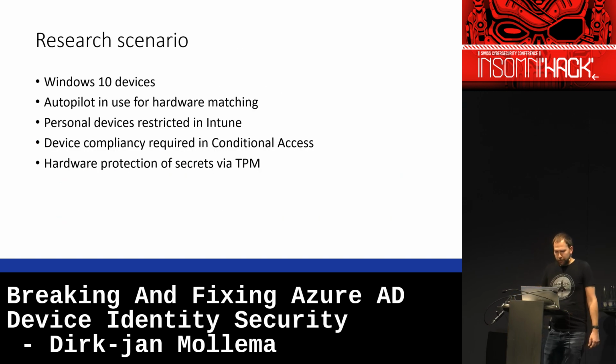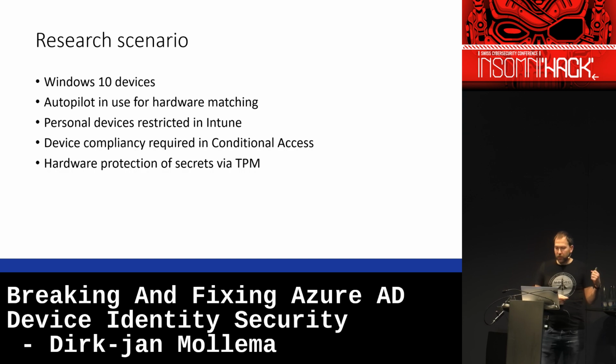So to give an overview of the research scenario, using Windows 10 here, so Windows 10 or 11, so modern operating systems. Also in the setup, we'll be using Autopilot, which is basically a way to ensure that devices are pre-registered already when you purchase them. So you basically purchase the devices and they automatically become registered in your tenant. And then you know that the device that you purchased is the actual device that's accessing the resource, basically.